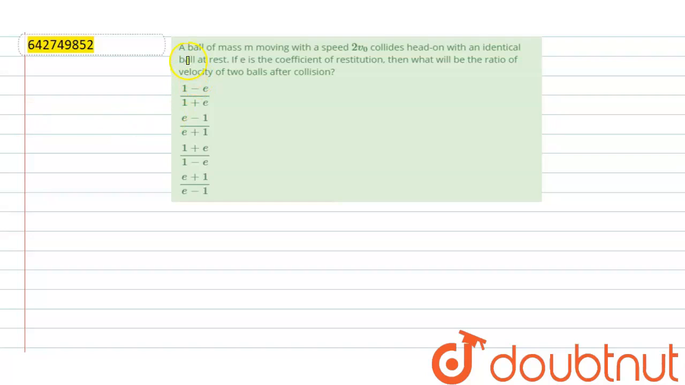Question is, a ball of mass m moving with speed 2v0 collides head-on with an identical ball at rest. If e is the coefficient of restitution, then what will be the ratio of velocity of two balls after collision? Let's find out.